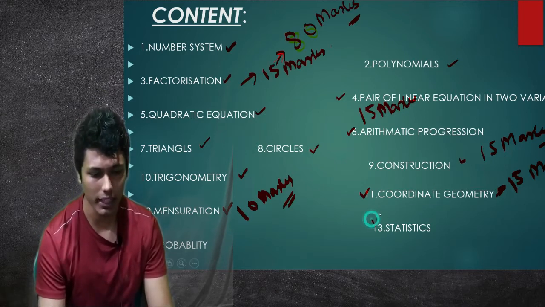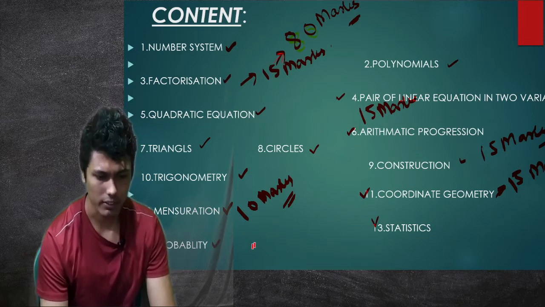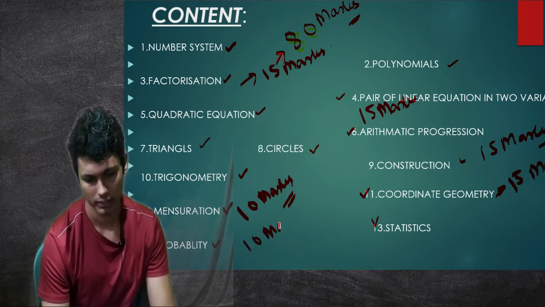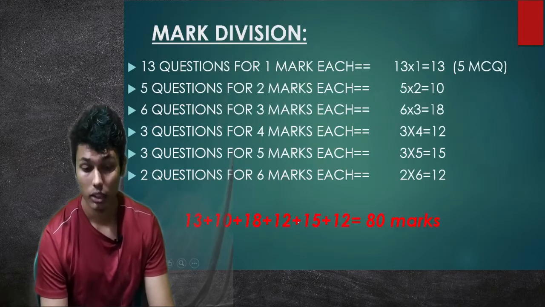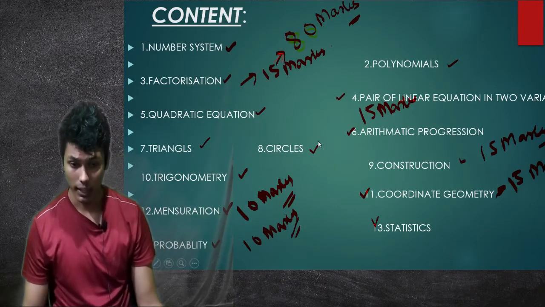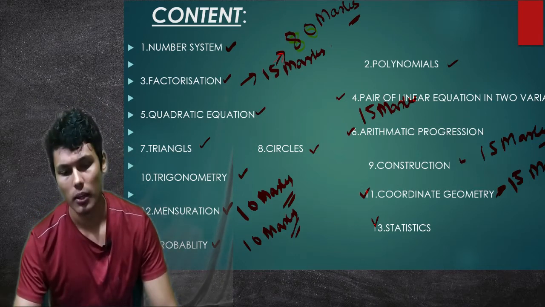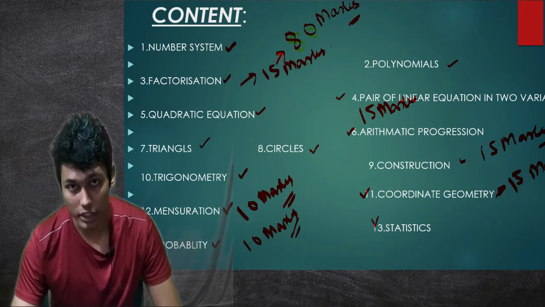And chapters 13 and 14, statistics and probability. These 2 chapters consist of 10 marks. So 10 marks of questions are asked here. This is the mark pattern for the chapters given.